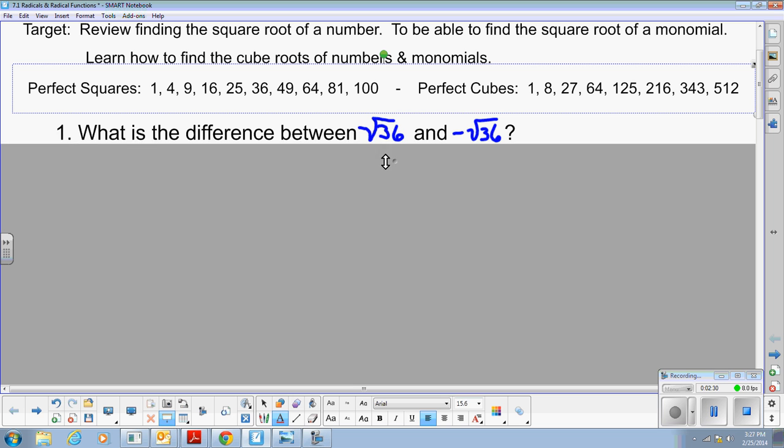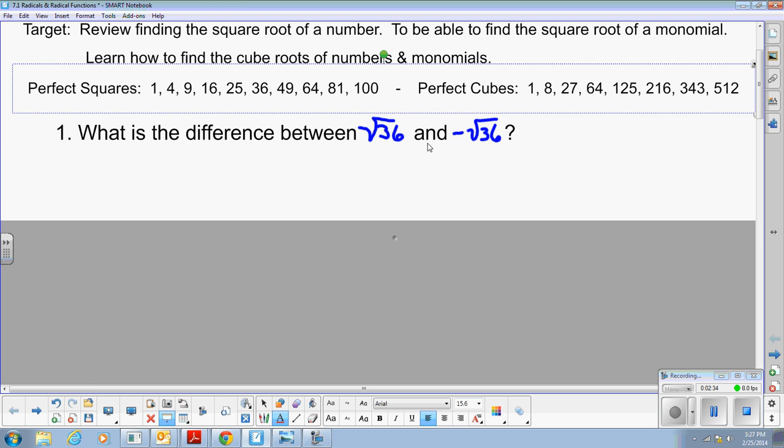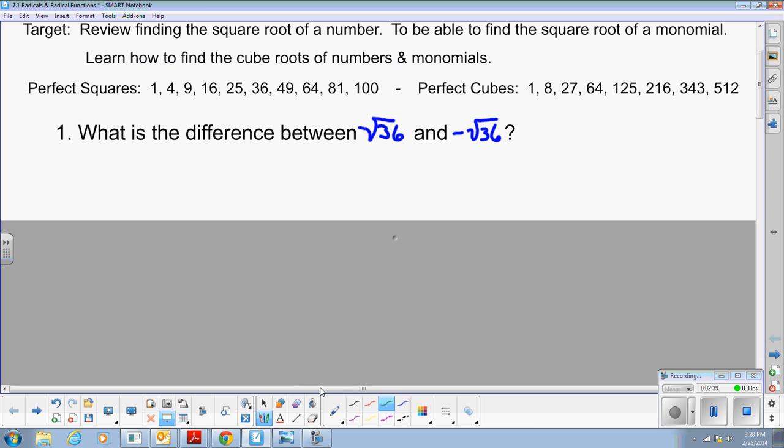To start with, let's take a look at what is the difference between the square root of 36 and the negative square root of 36. Well, the difference is their answers. The square root of 36 is positive 6. And then I have a negative sign out in front of the square root symbol, which means I want the negative square root, so it will be negative 6. So I have a positive square root and a negative square root that you'll be working with. Negative square root is when I ask for the negative sign on the outside of the radical. If it's not there, I'm after the positive square root.